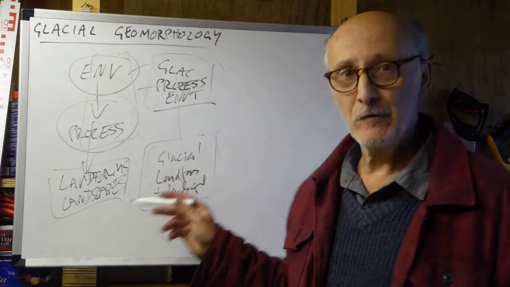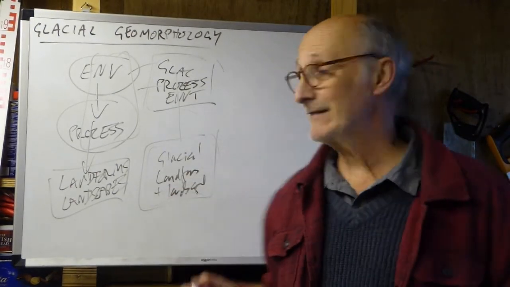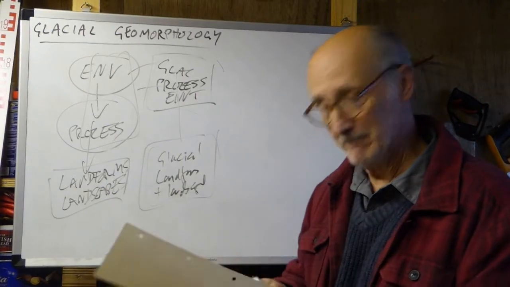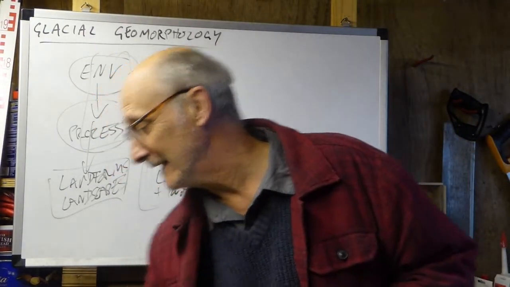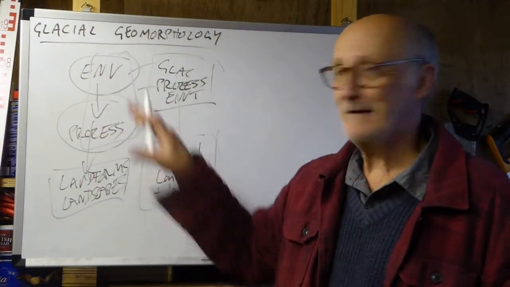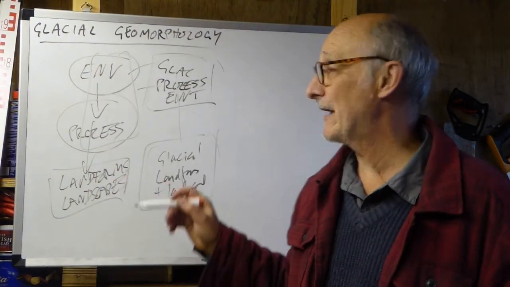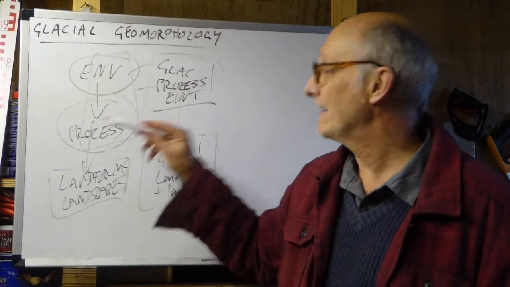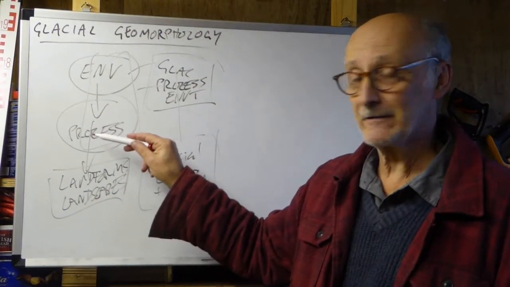Now, because the landforms and landscapes that we can see all around us are derived from that environment, we can also work backwards up this page, if you like, and as well as identifying this kind of diagnostic set of characteristics, or this predictive set of characteristics, where we say, well, because the glacier is like this, therefore these processes are going to be happening under that glacier.